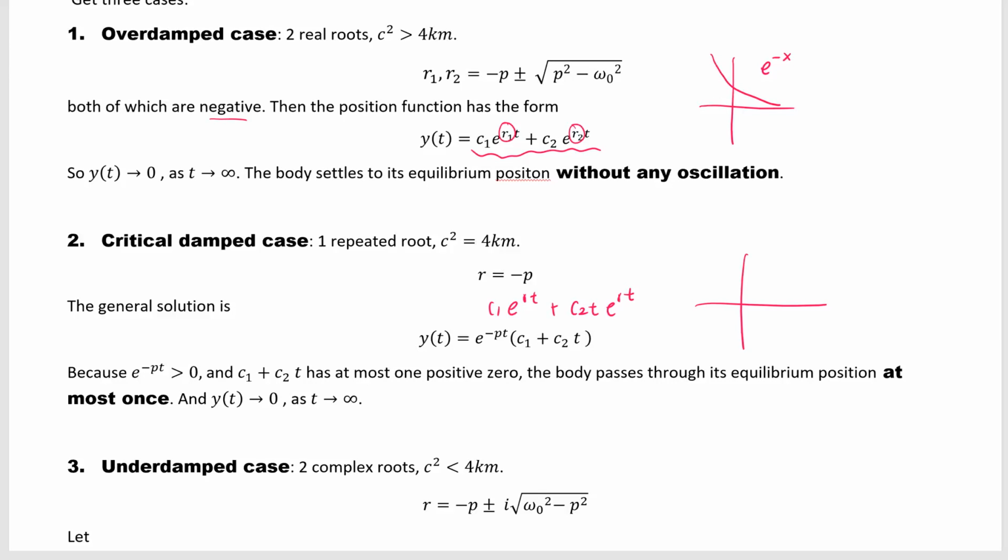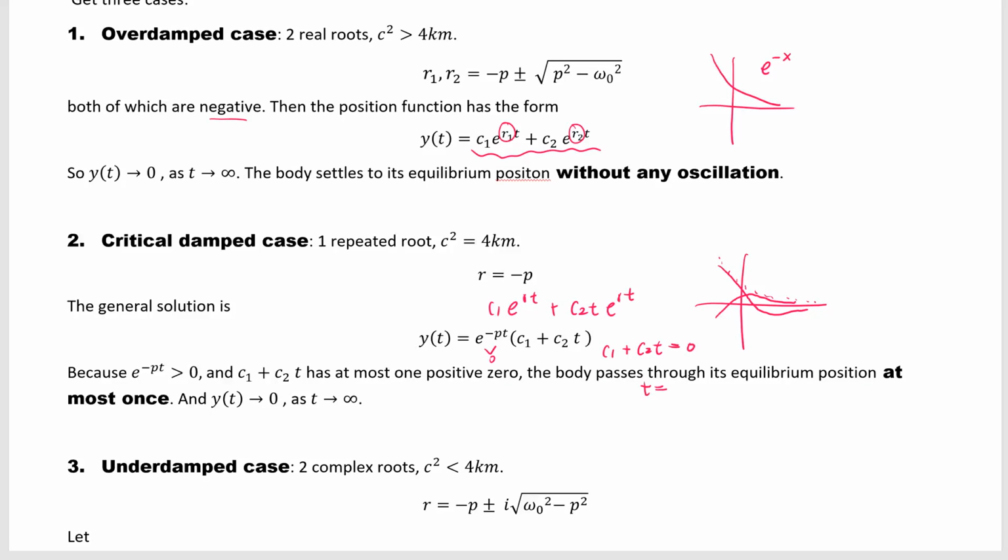So your picture, this is without the linear factor. With the linear factor, you might have something like this. You might cross it, or like that, cross the t axis once. When you find the t coordinate, this factor is always positive. For this one, when you set it equal to 0, you get c1 plus c2 t equals 0.